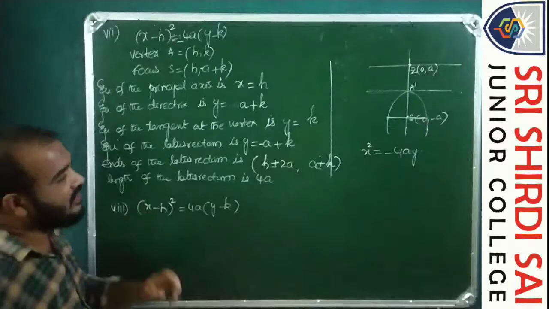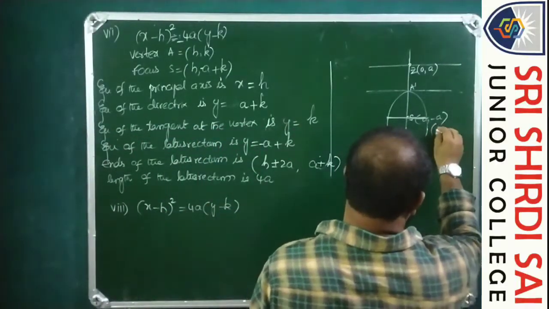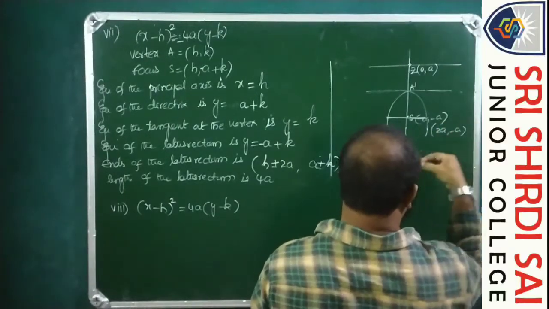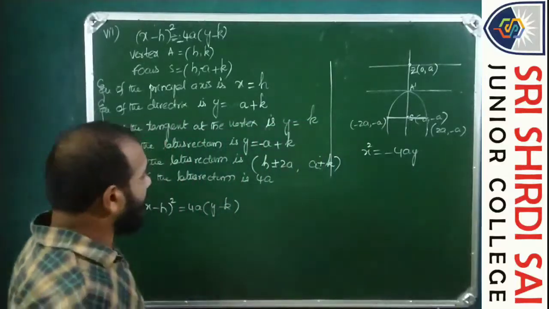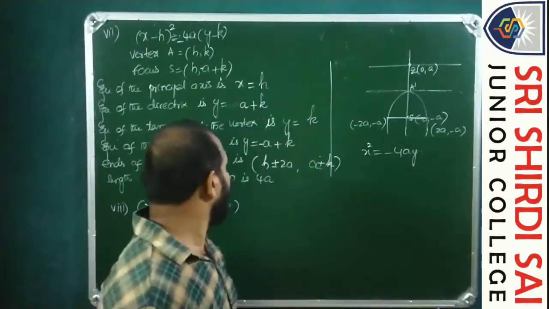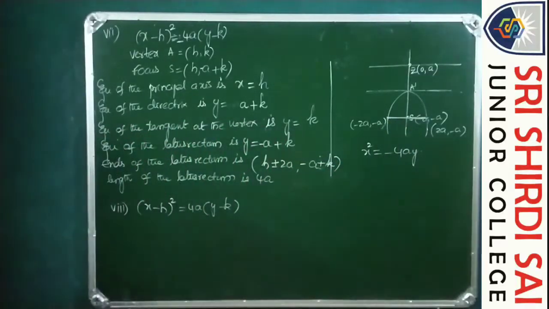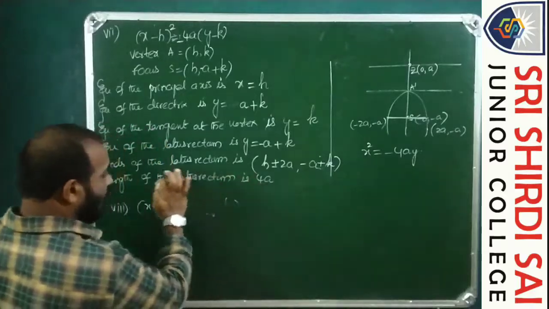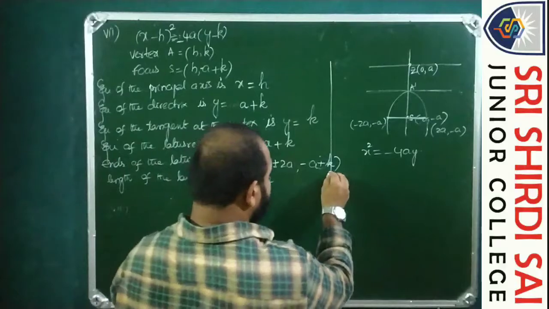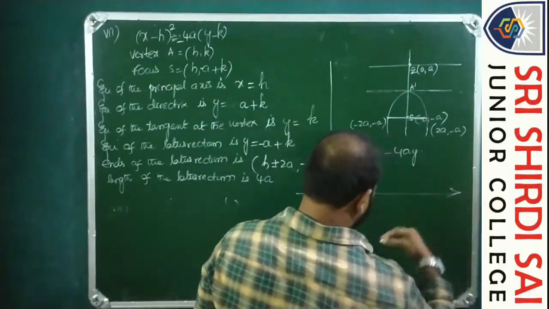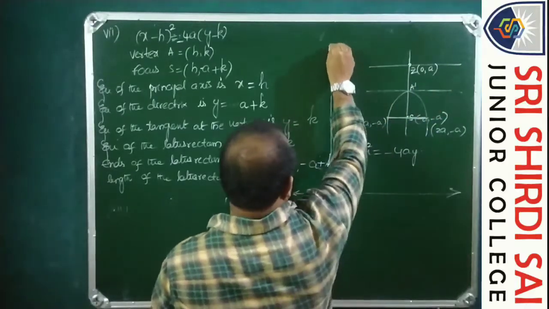So the ends of the latus rectum: this is 2a comma minus a, this is minus 2a comma minus a. So plus or minus 2a with h, and minus a plus k. The length of the latus rectum is 4a. So ultimately what is the diagram for this? Simply this. This is our origin, and this origin has been shifted to A dash.